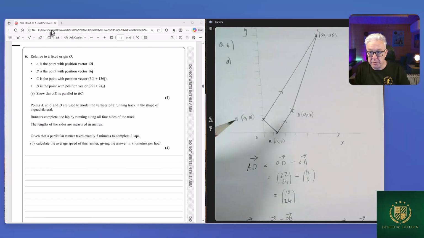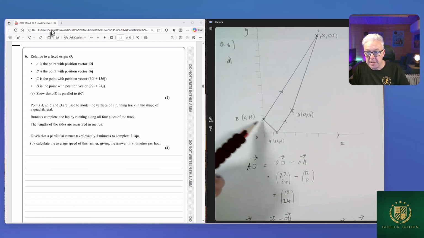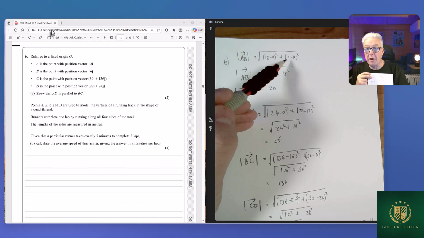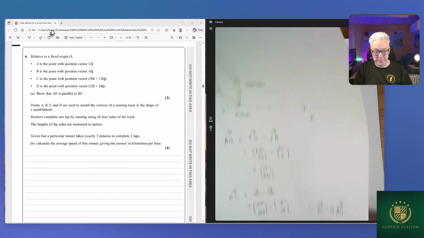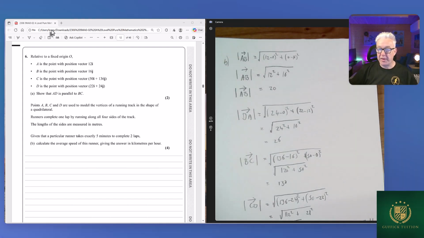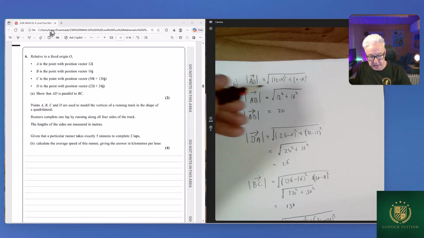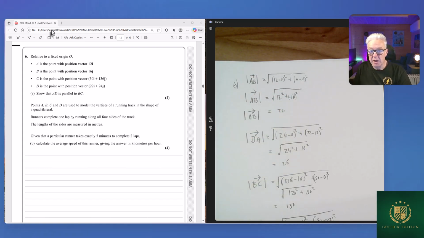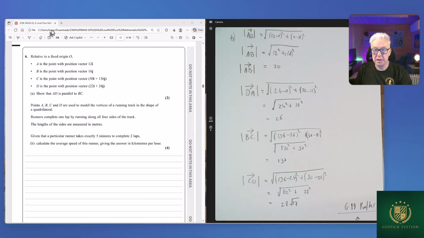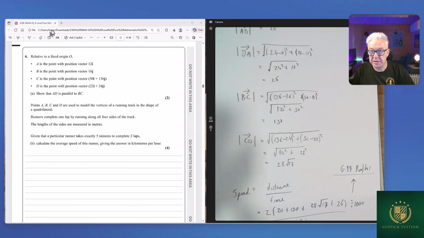So first of all, have I done A to B? A to B I've done the other way around, 12 minus 0 and 0 minus 16, but it doesn't matter which way around you do it. We're using Pythagoras to find the length. So 12 minus 0 squared add 0 minus 16 squared is going to be our length. Technically I should have put that in brackets like that. And that gives me the length of AB is 20. I follow the same process to work out the lengths of all the other sides, and that gives me 26, 130 and 28 root 17 for the lengths of the other sides.